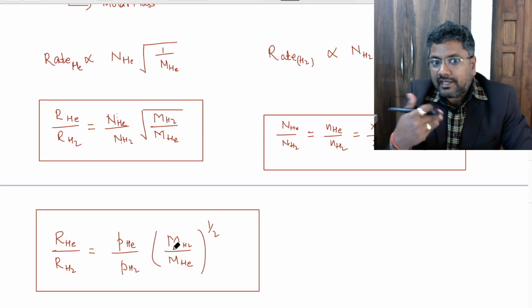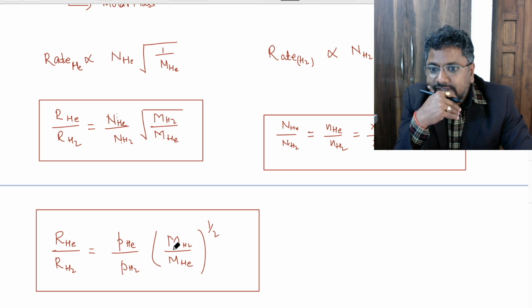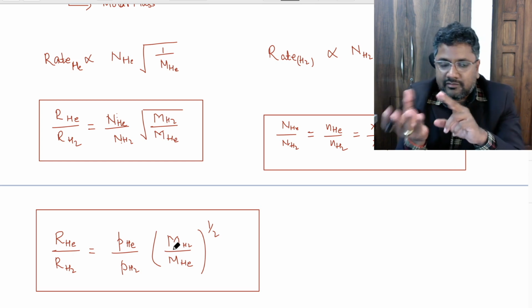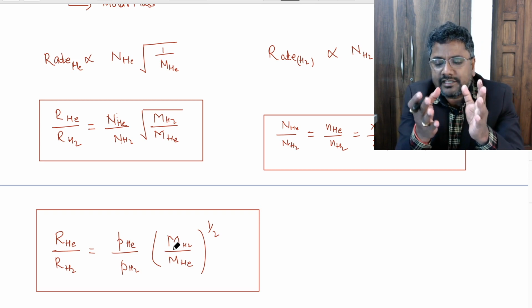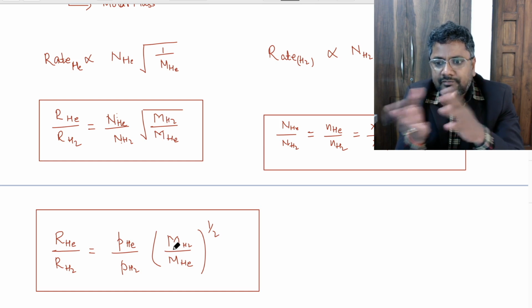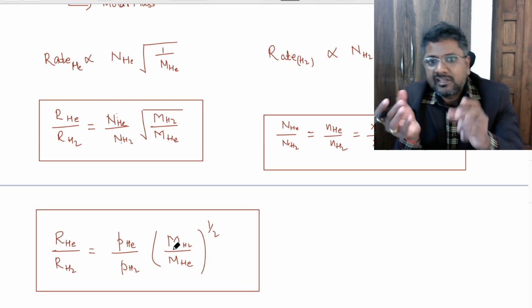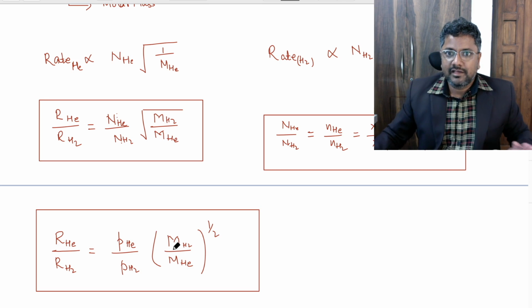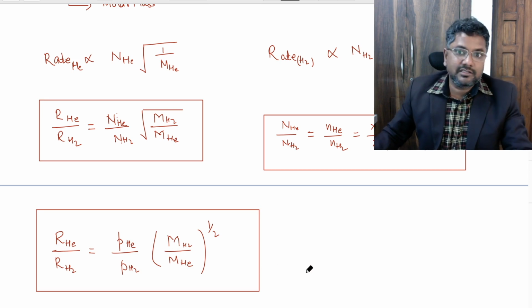So I have shown you this for two gases. Similarly, three gases may be there. So how to apply Graham's law for comparison of three gases? You can make different equations: 1 and 2 together, 2 and 3 together, and 1 and 3 together. So you can make three different equations, and you can solve the problem. So this is the concept of simultaneous effusion, and this is very, very important.